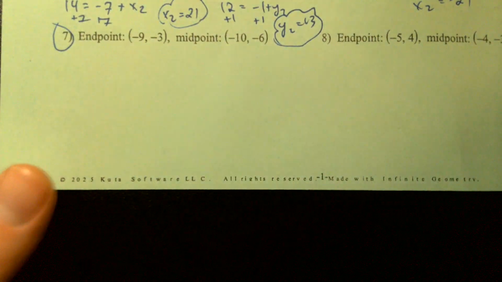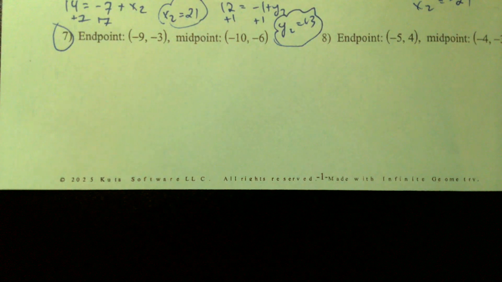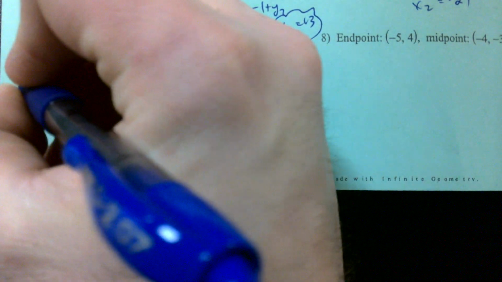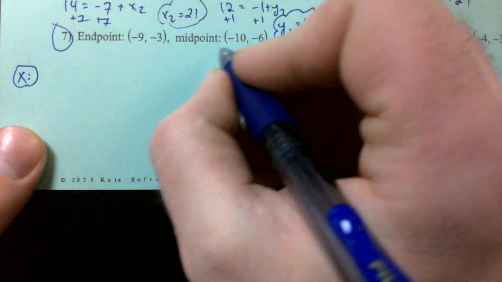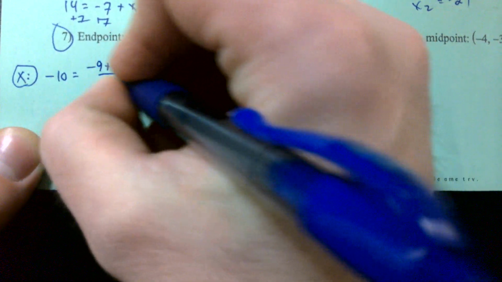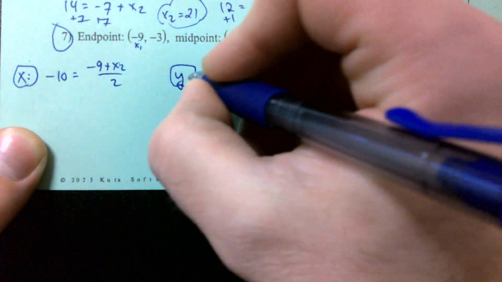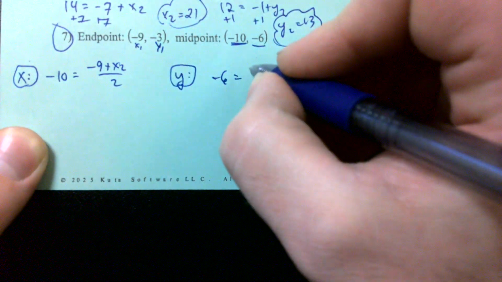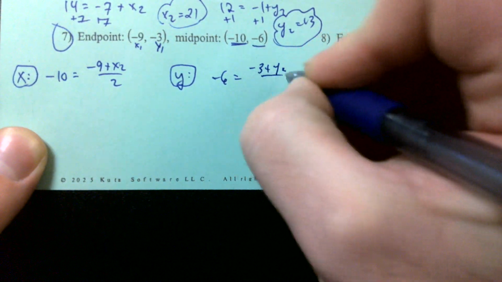For whoever asked for number 6. Finally, number 7. Is this going to be a horizontal or a vertical line? No, the x's are different, the y's are different. So we got to set this up. For my x, I'm going to say that my midpoint, negative 10, is equal to x1 plus x2 over 2. And for my y, I'm going to set up that negative 6 is y1 plus y2 over 2.